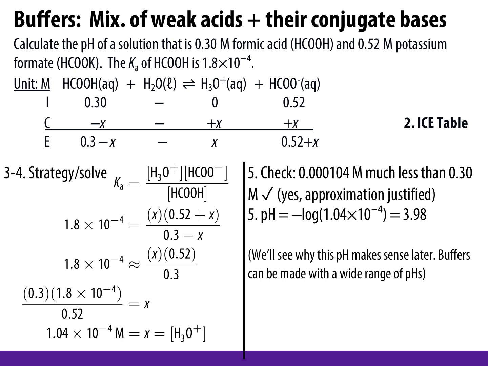When we do that, we can approximate. In this case, if we're approximating, we expect X to be small, so 0.52 plus X is about 0.52, 0.3 minus X is about 0.3, and we get to our solution very, very quickly then. Just take the Ka times 0.3 divided by 0.52, and we get our value of X here. 1.04 times 10 to the minus 4 is X.